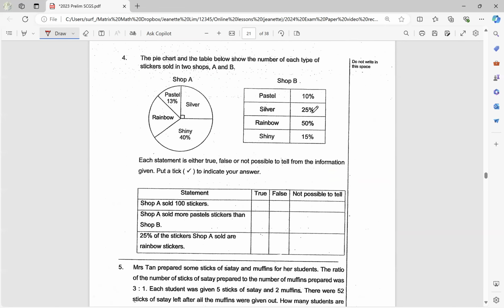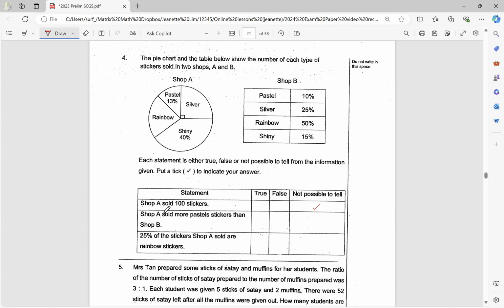Question 4. The pie chart and the table below show the number of each type of stickers sold in two shops, A and B. So we are supposed to state whether it's true, false, or not possible to tell for each of these three statements. Okay, for the first one, shop A sold 100 stickers. Is it true that 100 stickers are being sold for shop A? Well, we know the total is 100%, but there's no way to tell if that 100% actually represents 100 stickers. Okay, because no value is given. In this pie chart, we can only see percentage. So we can't tell.